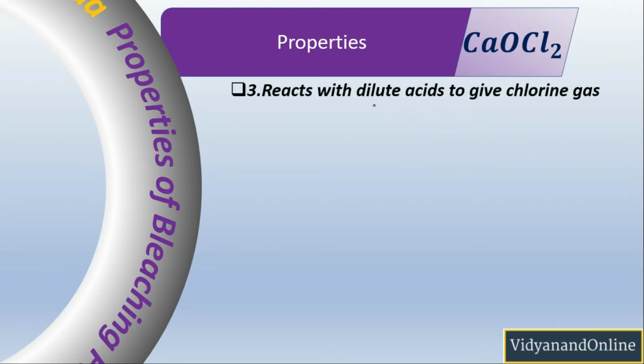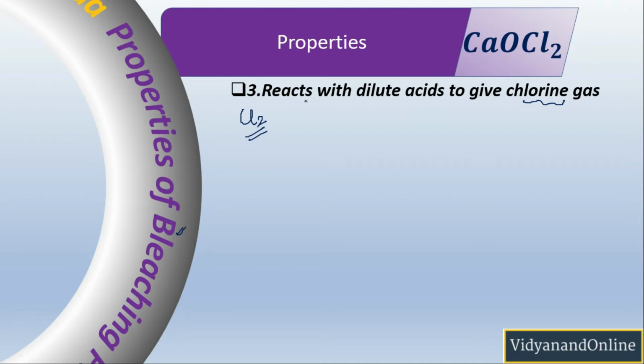Next, it is very important. It reacts with dilute acid in order to give chlorine gas. Actually, the strength of bleaching powder is dependent upon the amount of chlorine which is there in that bleaching powder. Okay, what do I mean by this?